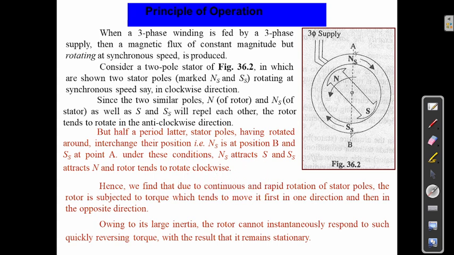Hence, we find that due to continuous and rapid rotation of the stator poles, the rotor is subject to a torque which tends to move it first in one direction and then in the opposite direction. Owing to its large inertia, the rotor cannot instantly respond to such a quickly reversing torque, with the result that it remains stationary.